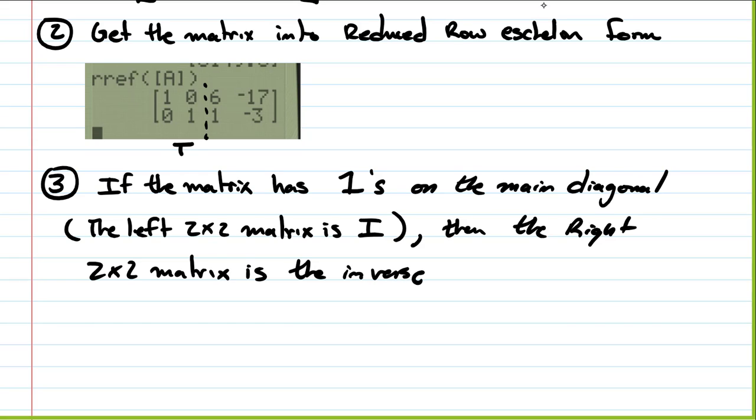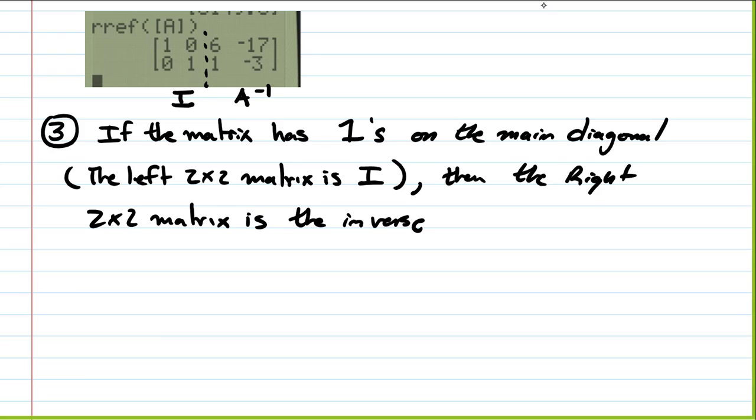So we'll notice we got the matrix I over here. The matrix on the other side is then A inverse. So in this case, A inverse is equal to 6, negative 17, 1, and negative 3.